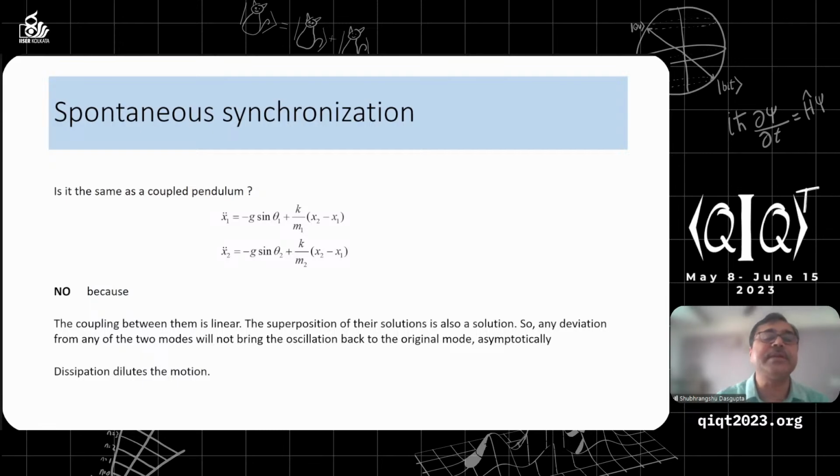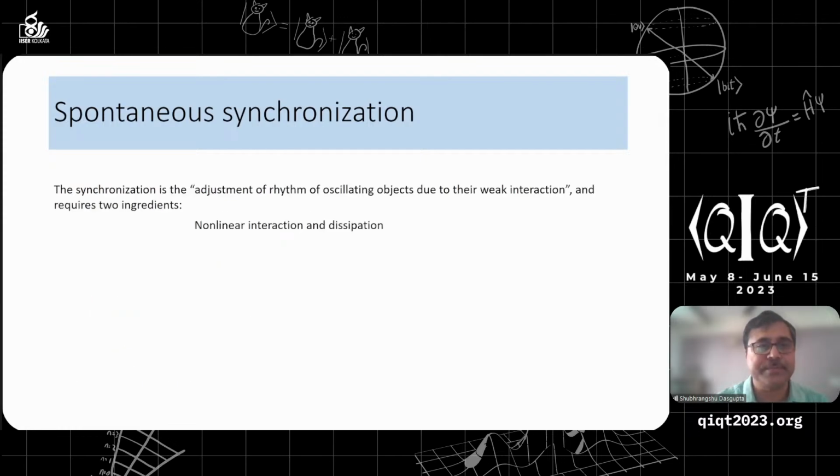And also the dissipation dilutes the motion. If you let it oscillate on its own, after some time there will be dissipation like air drag and friction at the suspension point, and ultimately they will stop oscillating. So this is of course not synchronization. Synchronization is rather the adjustment of rhythm of oscillating objects due to their weak interaction. I already said that the coupled pendulum problem has a linear coupling between the two. Here I am saying that there is a weak interaction between the two, yet it is non-linear. And this non-linear interaction and dissipation are the two most important ingredients for spontaneous synchronization of the two oscillators.